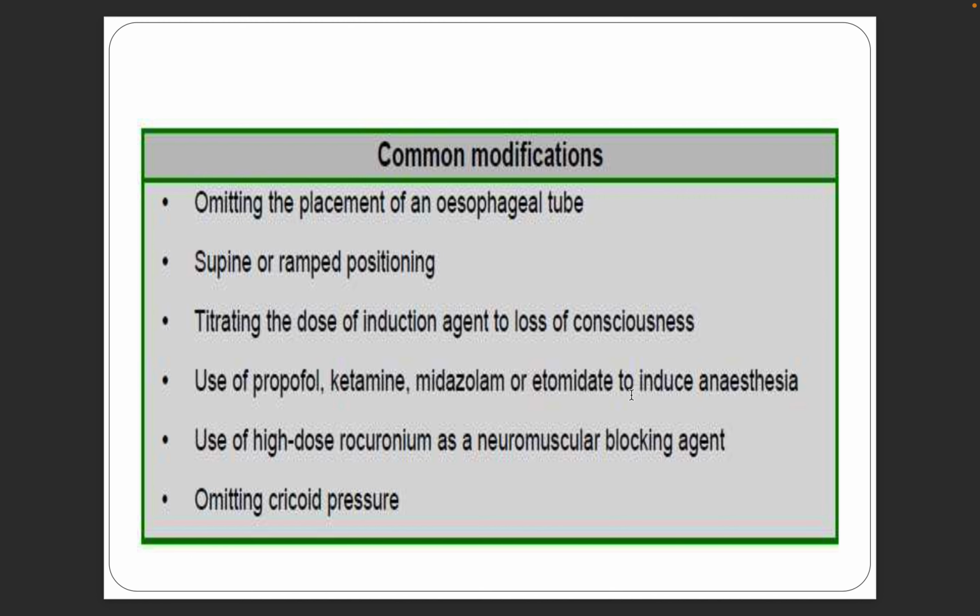So the common modifications are omitting the placement of an esophageal tube, supine or ramped position, titrating the dose of induction agent to loss of consciousness, use of propofol, ketamine, midazolam or etomidate to induce anesthesia, of course use of high dose of rocuronium as a neuromuscular blocking agent, and omitting the cricoid pressure.